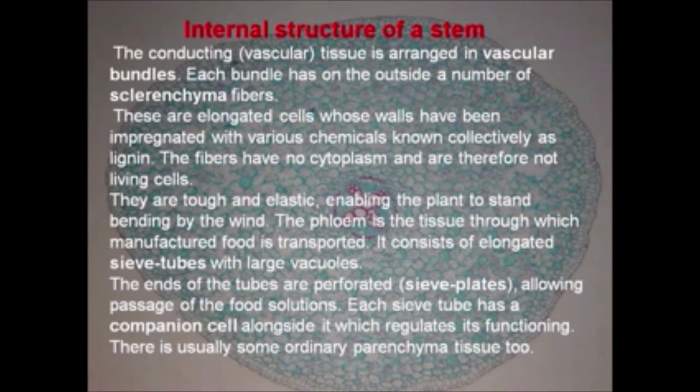Each bundle has on the outside a number of sclerenchyma fibers. These are elongated cells whose walls have been impregnated with various chemicals known collectively as lignins. The fibers have no cytoplasm and are therefore not living cells. They are tough and elastic, enabling the plant to stand bending by the wind.